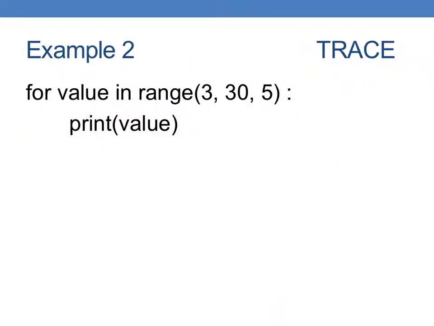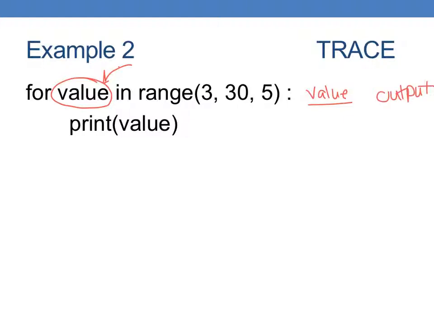So example 2, just to see a slightly different version in action. Notice here we didn't use I, we're using something called value. You can name this variable whatever you'd like it to be. So here I have value. This is what's going to change values every single time. And again, I'm going to output to the screen.